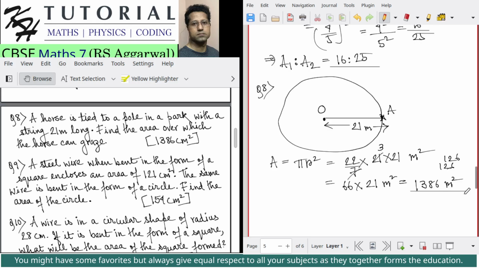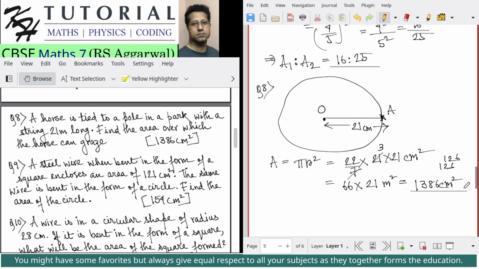I think I have copied the question incorrectly. The answer is given as 1386 centimeter square, and the length of the string is given as 21 meter. So maybe the length of the string is given as 21 centimeter. I might have copied incorrectly. So let's consider the length of the string to be 21 centimeter. So the area will be this much centimeter square.